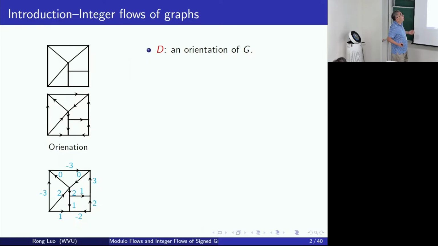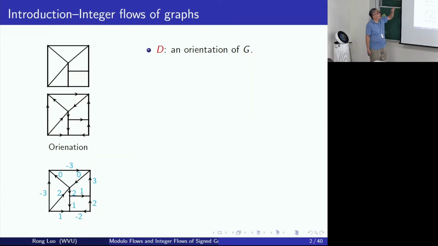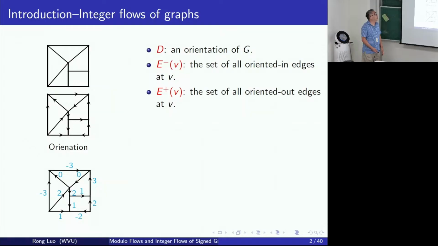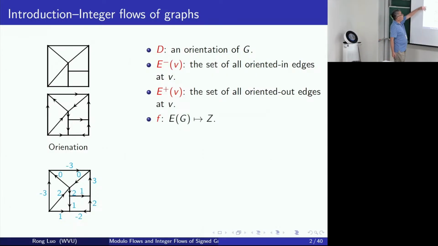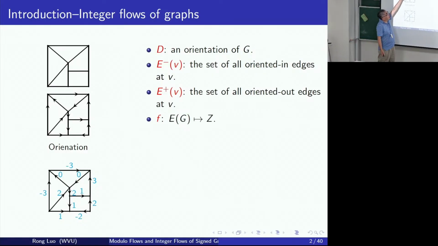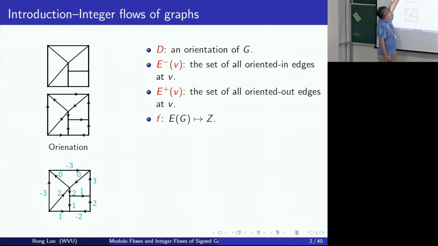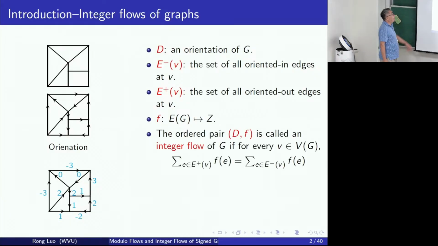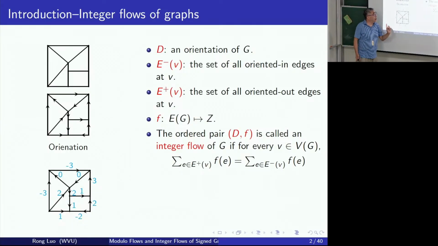You give me a graph G and give each edge an orientation. So D is the orientation of G. And then for each edge I assign some weight. Usually we just use integers. The notation here: E minus of v is the set of oriented in-edges. For instance, for this one, if you look at the orientation here, we have two in-edges. E plus is the set of out-edges. Then we assign a weight on each edge.